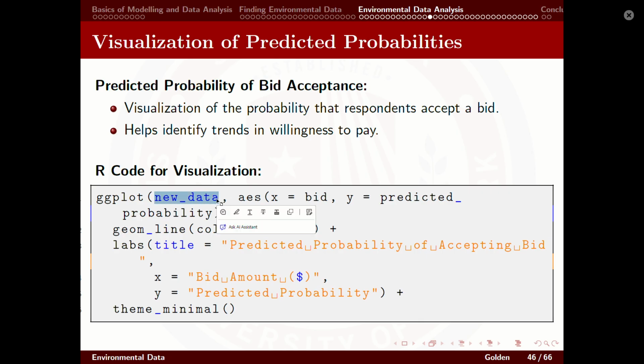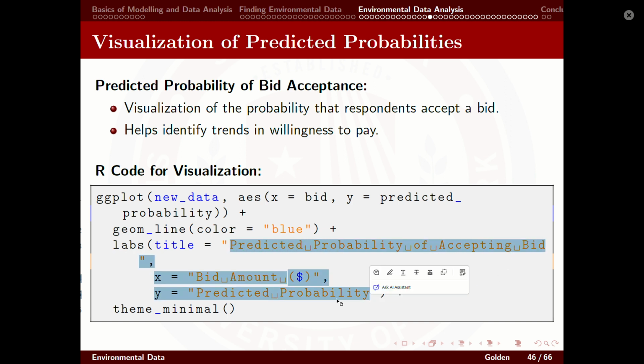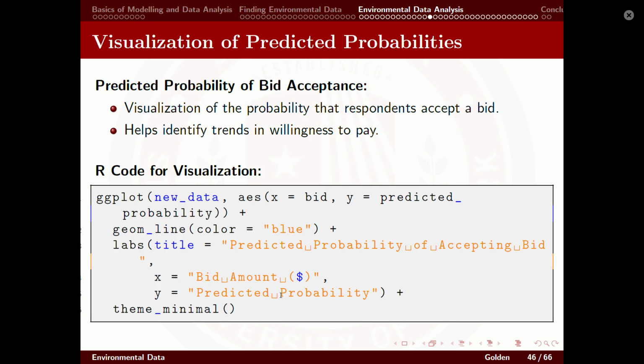You use the data set, and then you provide the data variables you want plotted, bid and then predicted probability, and then geometric line of blue. So now this will show you a line relating bids to probability. And then you just have axes and titles, and you create a plot. And ggplot is very useful for doing this kind of plotting.